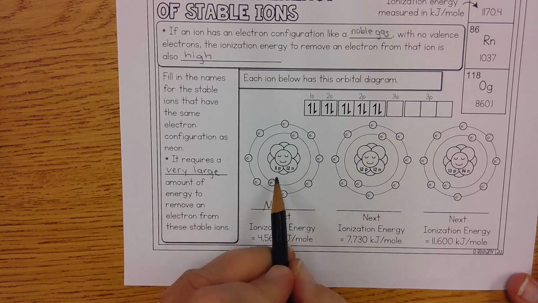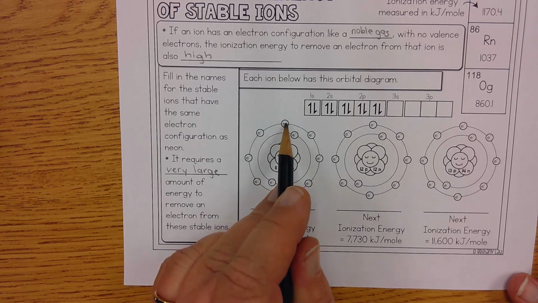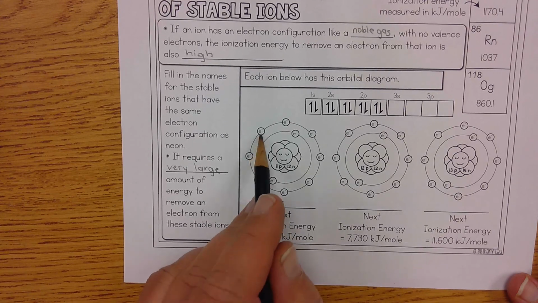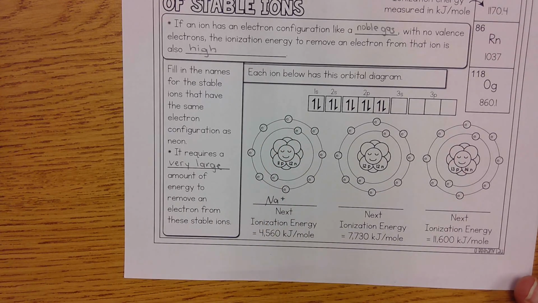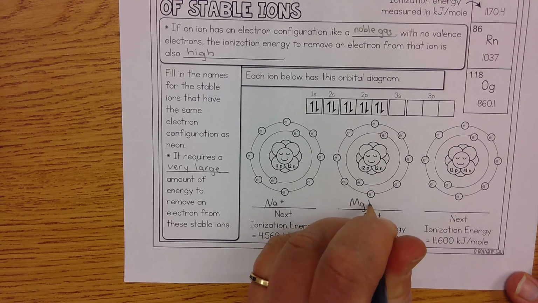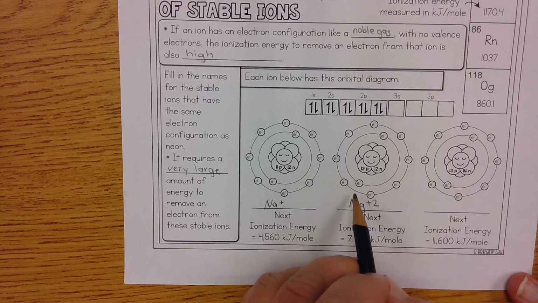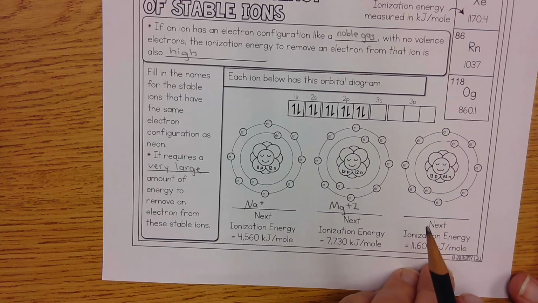So here we have sodium. It has a +1 charge because you can see it has 11 protons and only 1, 2, 3, 4, 5, 6, 7, 8, 9, 10 electrons. So it's got a positive charge. It has full energy levels. Very difficult. Here we have magnesium. It has a +2 charge, 12 protons, 10 electrons, 2 full shells, so it's very difficult to remove an electron.